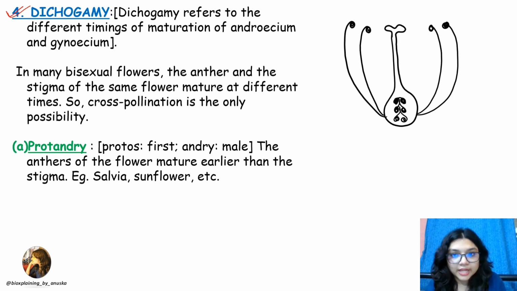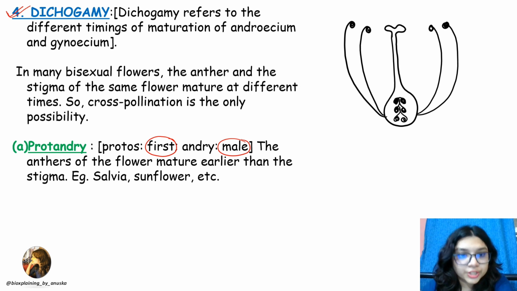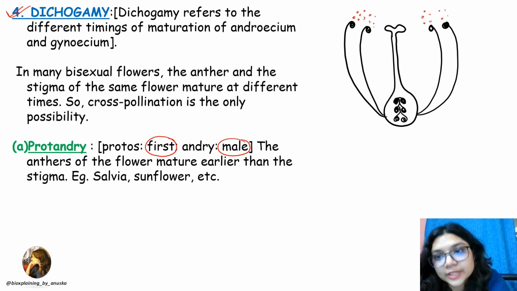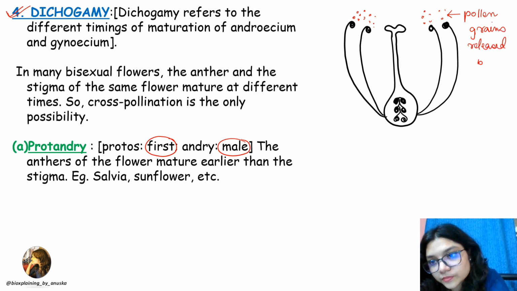First, let us understand what is protandry. So protos means first and andry means male, comes from androecium, right? That means the male part has matured first. So in this case, what happens is the anthers are mature and they are releasing the pollen grains. The anthers are mature and the pollen grains are released. So what we can write here is pollen grains released by anther, because the male part is already mature.